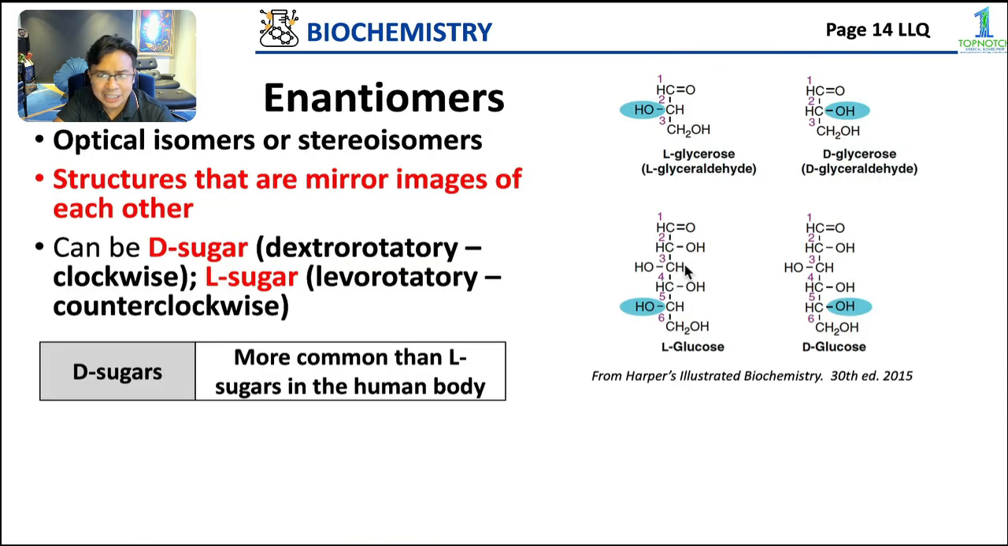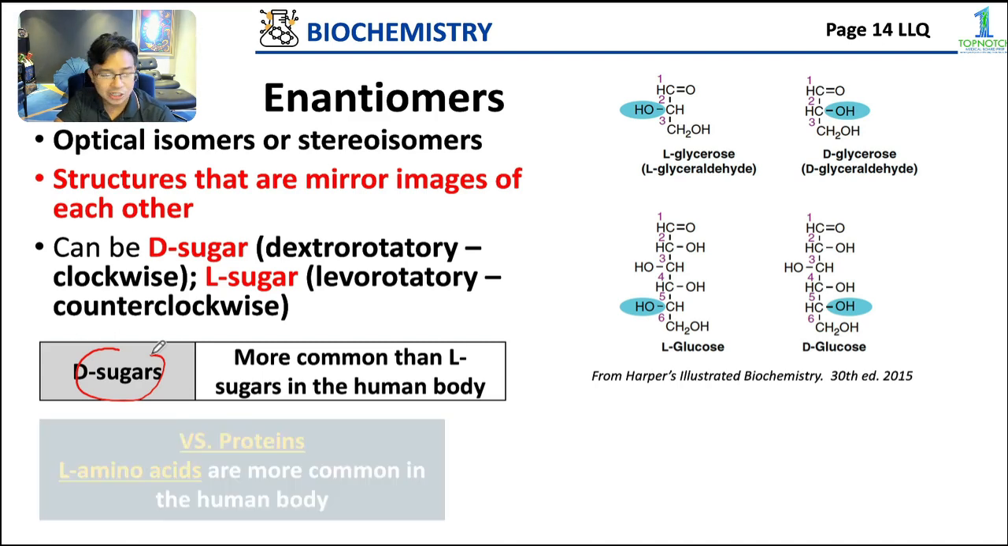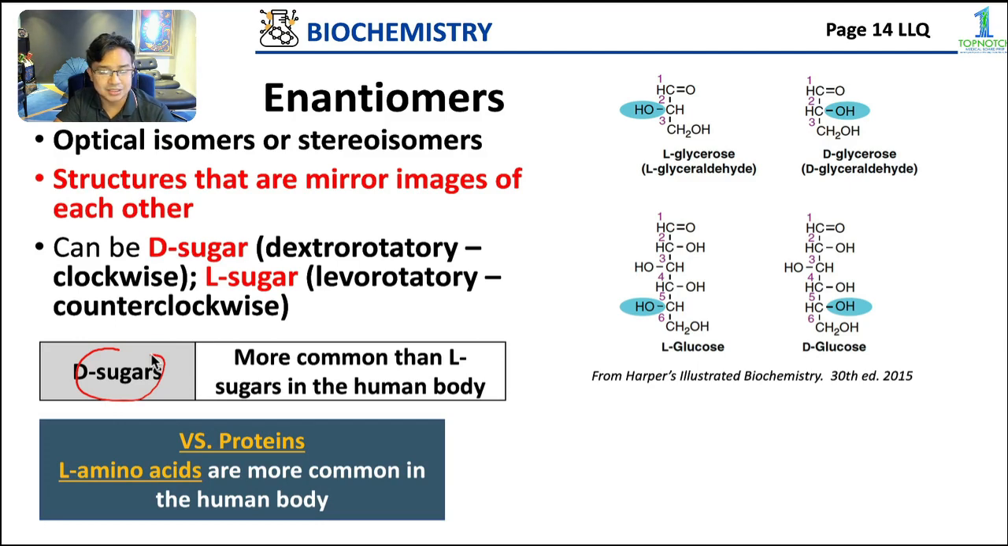Okay? Enantiomers naman are stereoisomers or optical isomers. They are structures that are mirror images of each other. They can be D sugars or L sugars. Now, D sugars po ang ating pinaka-common sa ating mga sugars. They're mostly D configuration in the human body. But in proteins, as mentioned before, they're mostly L amino acids.